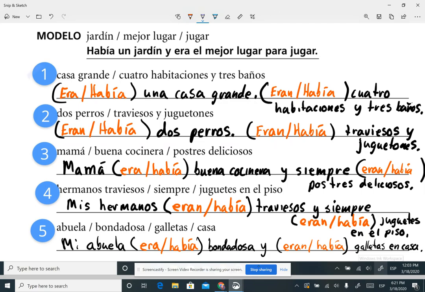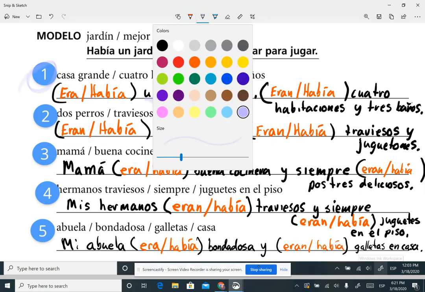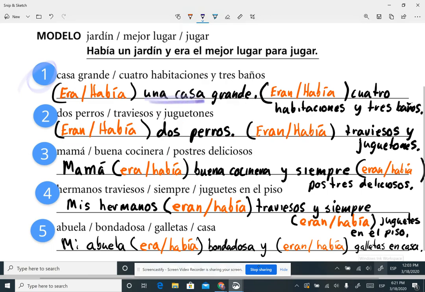So in the first sentence, number 1, we have era and había. So what we're describing is una casa, right? So I'm going to choose a little darker color here. But we have una casa, and what we're trying to say is that the casa is grande.